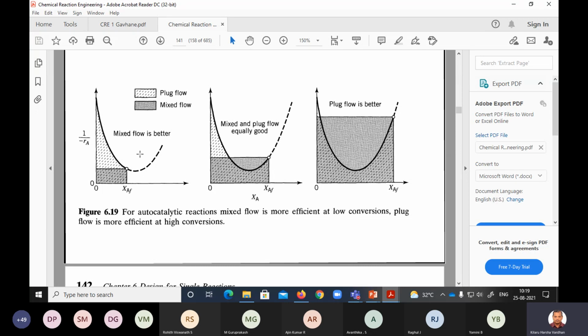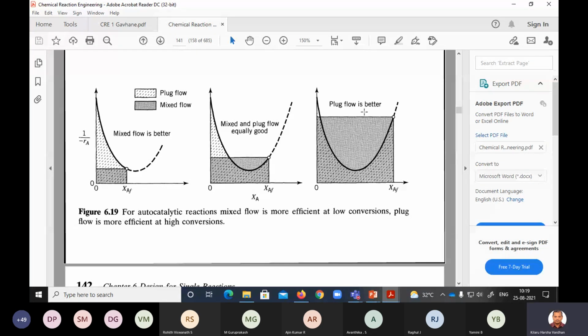Either here mixed reactor is better, here both reactors are better, here only PFR is better. Can we have a much better combination for this particular conversion? For this reaction, you know that PFR is better because of the area under the curve rather than the rectangle. But is it the best combination?